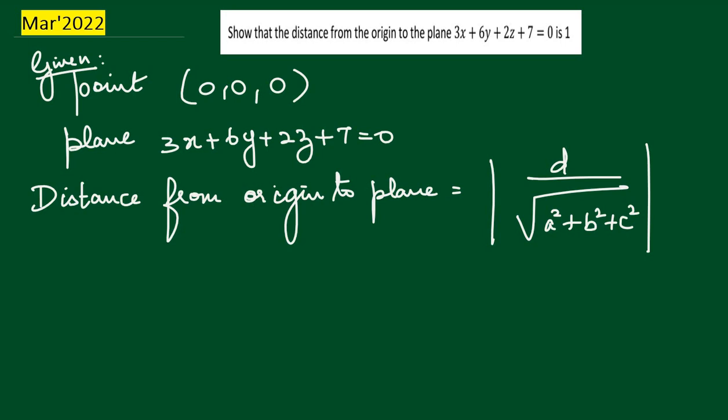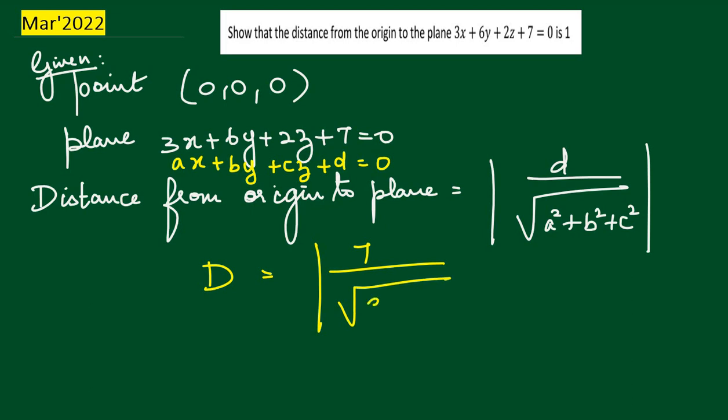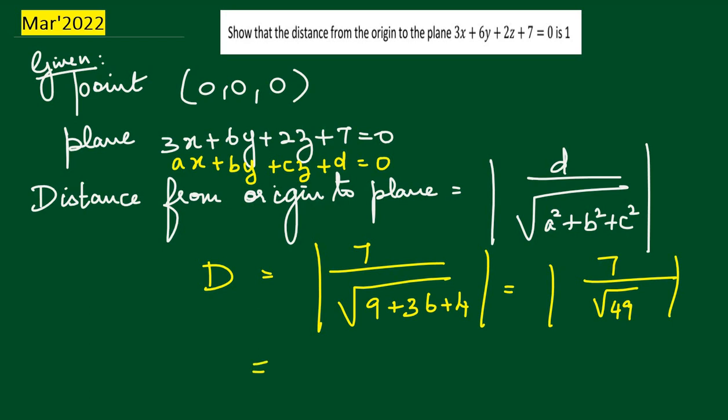So we compare the plane equation with respect to a, b and c, taken as ax plus by plus cz plus d is equal to 0. So a is equal to 3, b is equal to 6, c is equal to 2 and d is equal to 7, and therefore now the distance can be calculated. Distance is equal to mod of d, which is 7, divided by root of a square, 3 square is 9, 6 square is 36, plus 2 square, that is 4, which is equal to mod of 7 divided by root of 49. Now this is equal to mod of 7 by 7, which is equal to 1 unit.